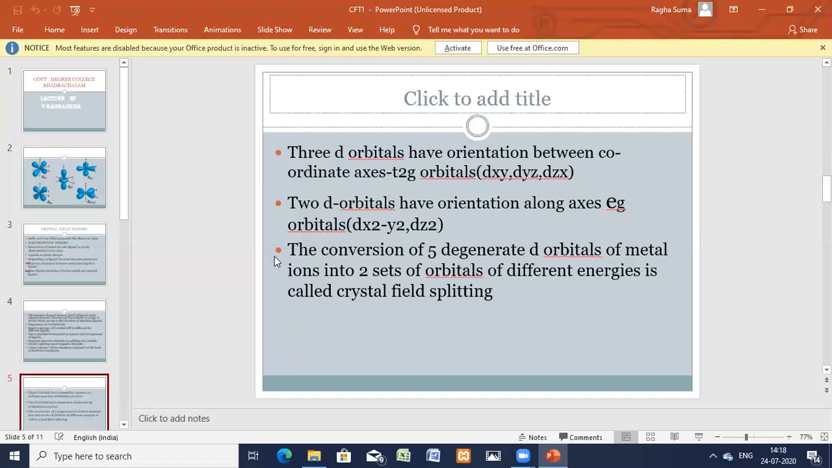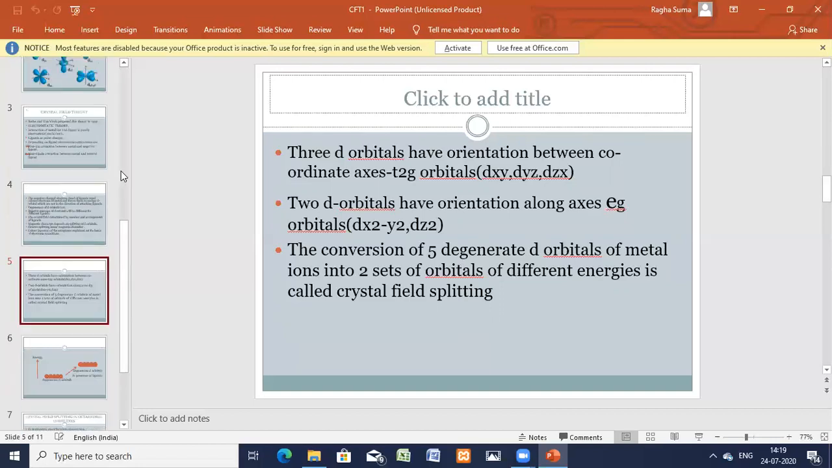Now the conversion of the 5 degenerate d orbitals of the metal ion into 2 sets is nothing but crystal field splitting. You have 2 sets: one is the t2g set, and the other is the eg set. So the conversion of 5 degenerate d orbitals of the metal ion into 2 sets of orbitals of different energies is called crystal field splitting. So now we'll see the splitting, how it takes place.